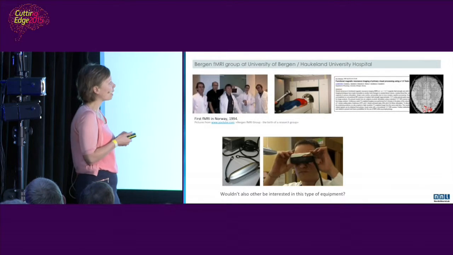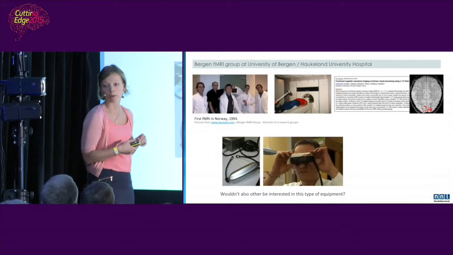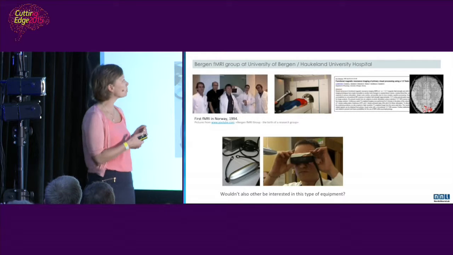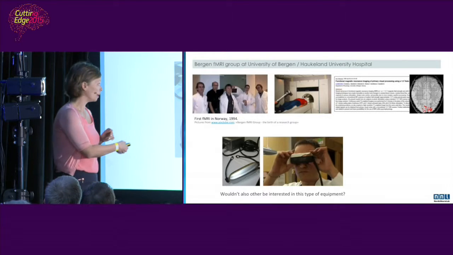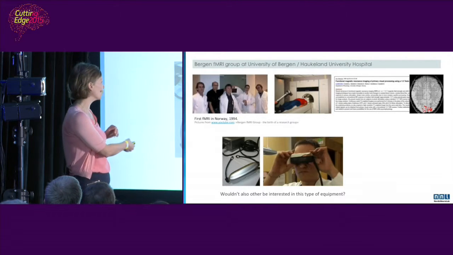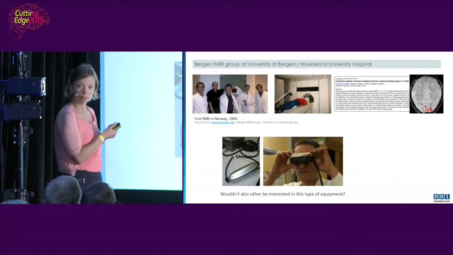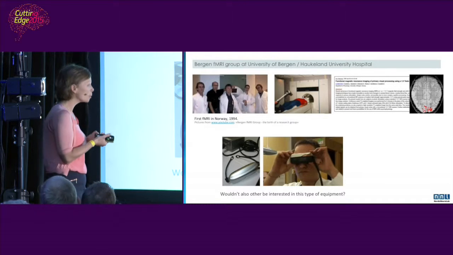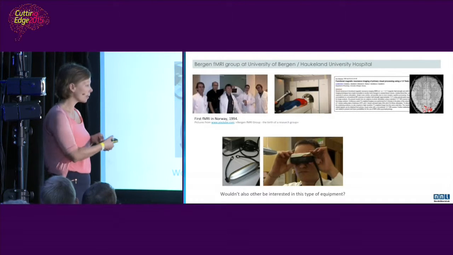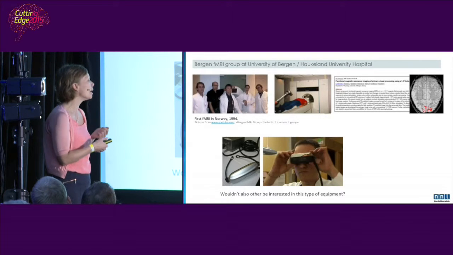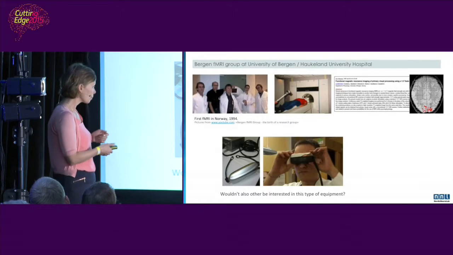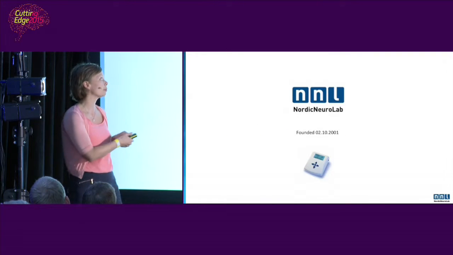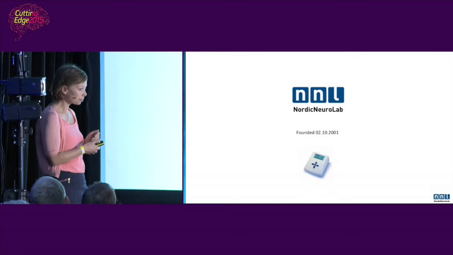After a while, they found out that they needed to make more sophisticated equipment. So they started turning the homemade equipment made by the research group into more sophisticated tools. Then, of course, someone thought that maybe other research groups in the world would be interested in this kind of equipment, because fMRI is constantly growing as a field for research and also in the clinic. That is how NordicNeuroLab was founded in 2001.